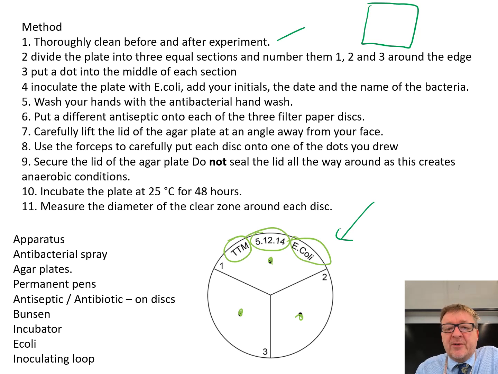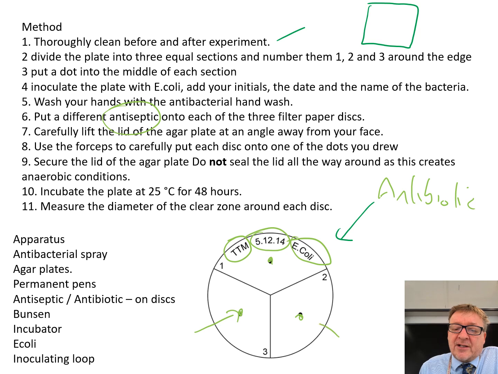So you just got to keep on doing aseptic techniques. Wash your hands again. Then put a different antiseptic, or it could be a different antibiotic, into each of the 3 sections. So where those dots are, you can put 3 different antibiotics, or what you could do is put an antibiotic there and just put a dot there, and that's like a comparison.